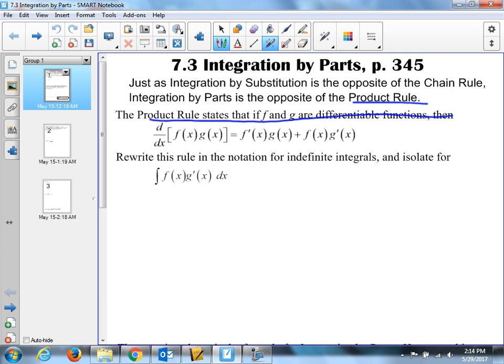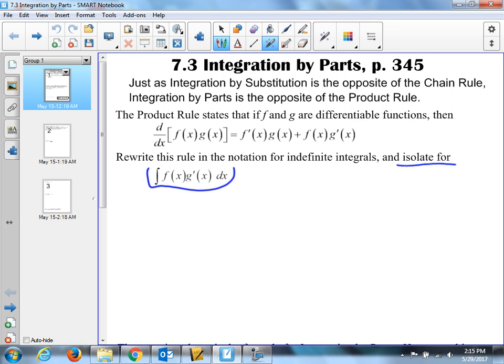But anyways, what does it state? If f and g are differentiable functions, then the derivative of f times g, so that's, you know, x squared plus 3 in a bracket, x cubed minus 2x plus 5 in the second bracket, or whatever. We know how this works. Derivative of the first thing, leave the second thing alone, added to, first thing left alone, derivative of the second thing. Well, this is a portion of that work backwards. I'm going to ask you to rewrite this rule in a notation for indefinite integrals and isolate for this part of your expression. So I'll work this through with you.